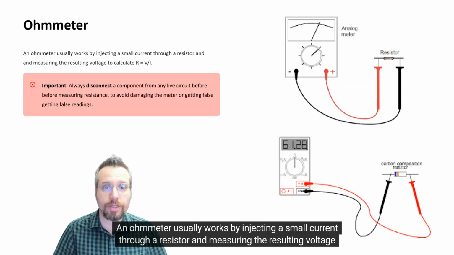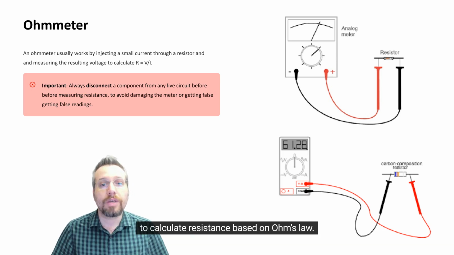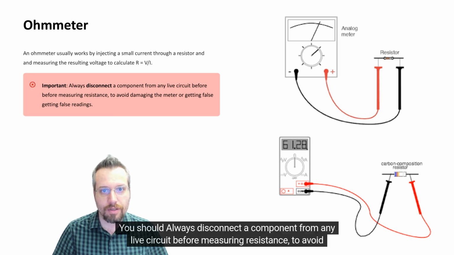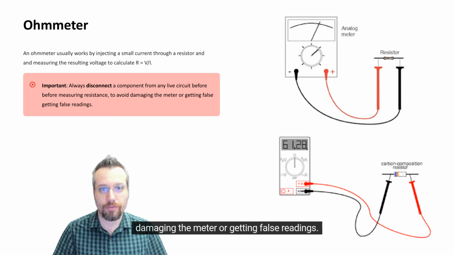An ohmmeter usually works by injecting a small current through a resistor and measuring the resulting voltage to calculate resistance based on Ohm's law. You should always disconnect a component from any live circuit before measuring resistance to avoid damaging the meter or getting false readings.